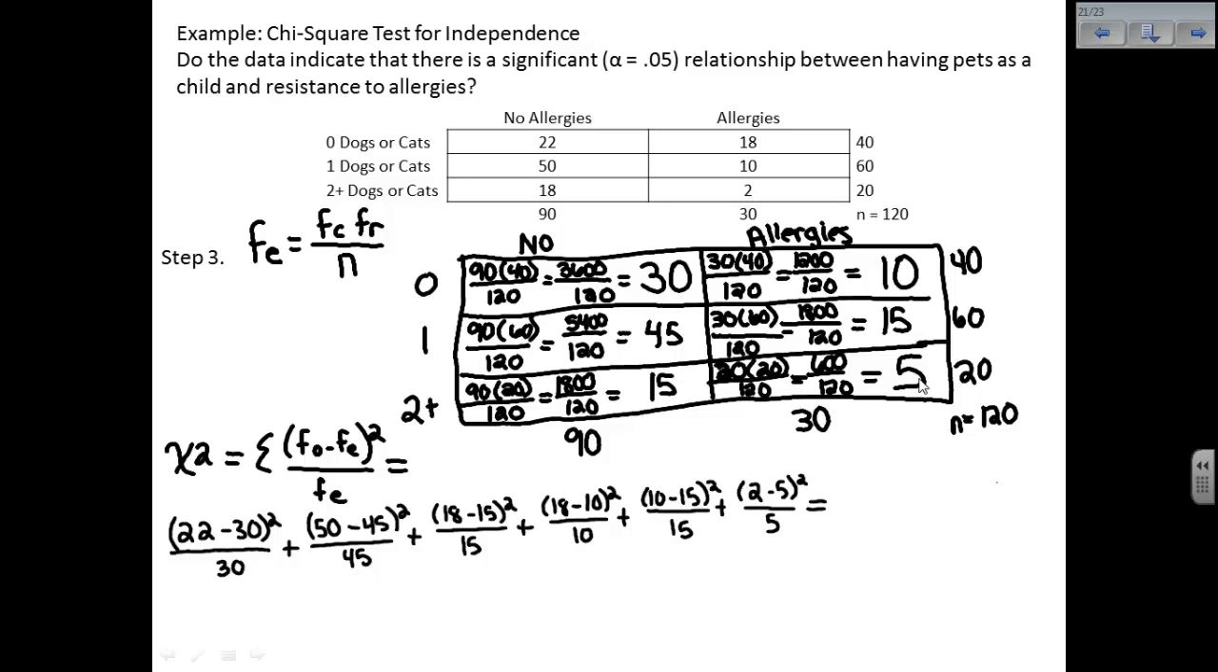Now let's solve for the parentheses. So 22 minus 30 gives you negative 8. We're going to square that eventually, divided by 30. 50 minus 45, 5 squared, divided by 45. 18 minus 15, 3 squared, divided by 15. 18 minus 10, 8 squared, divided by 10.